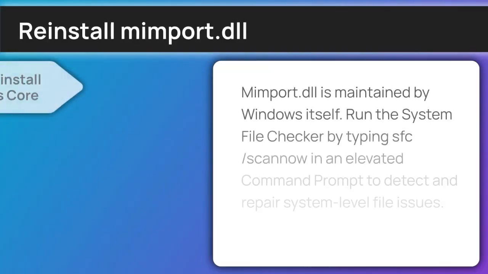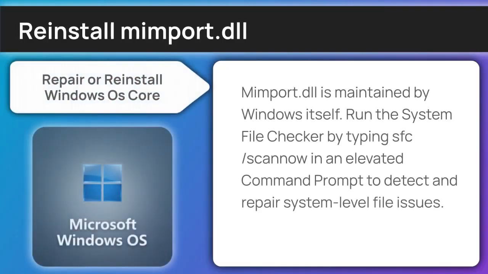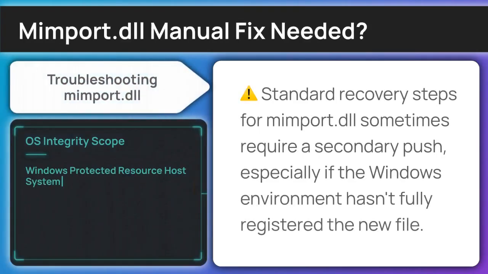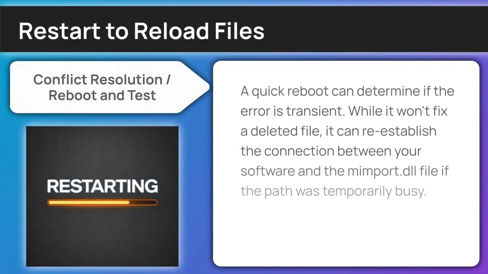Mimport is maintained by Windows itself. Run the system file checker by typing sfc /scannow in an elevated command prompt to detect and repair system-level file issues. In the event the error remains visible, it indicates we need to verify the environment's ability to register new shared resources. A full system restart ensures that no background processes are currently locking the Mimport library file. A fresh boot allows Windows to reinitialize its library map from a clean state.